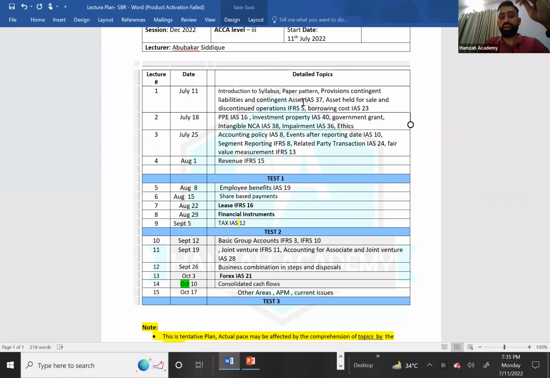Then we have property, plant and equipment, IAS 16. We have investment property, government grant. We have intangible non-current assets, IAS 38. We have impairment, IAS 36. Again, these are the topics which we have studied at FR level, and we are going to study them again at SBR. So if you have a good grip on these topics, obviously you have to put in little effort at SBR level. Otherwise, we have to put in significant effort again.